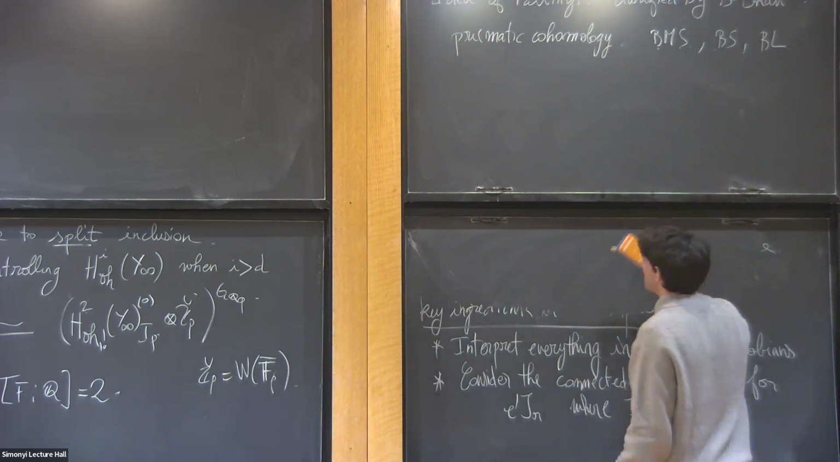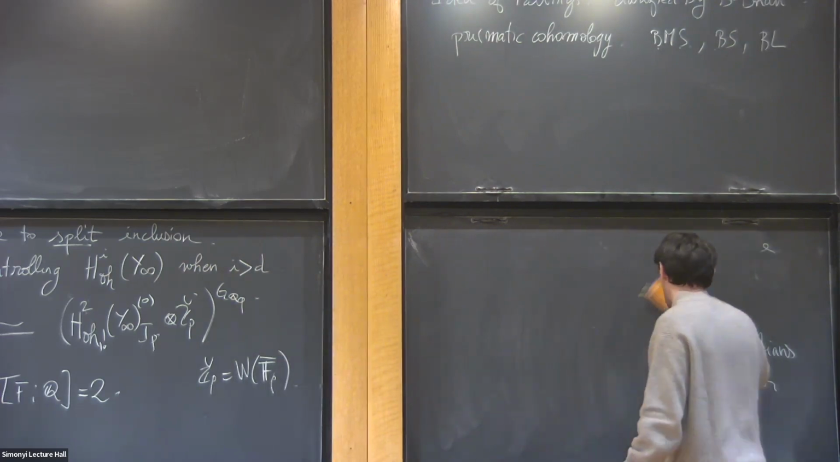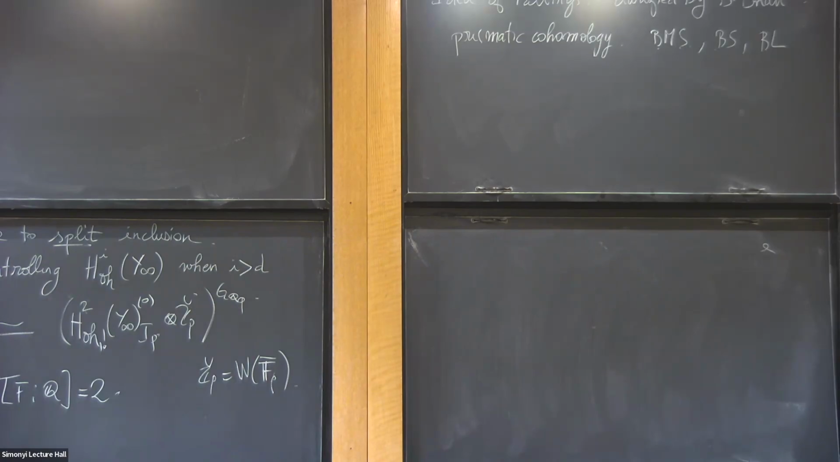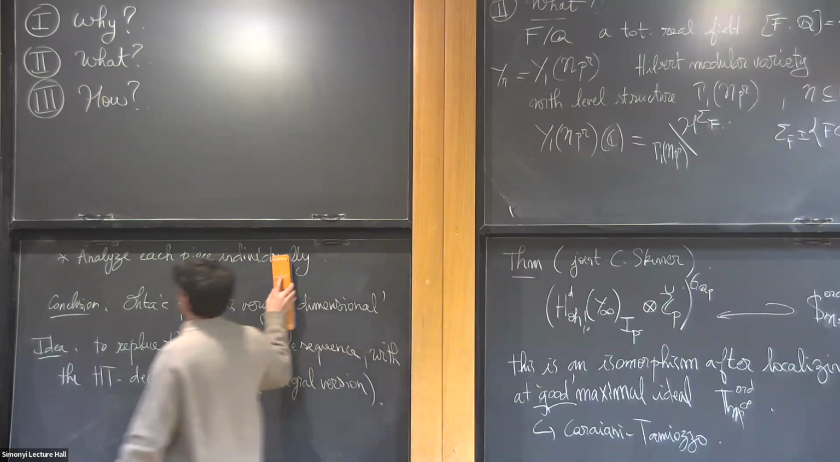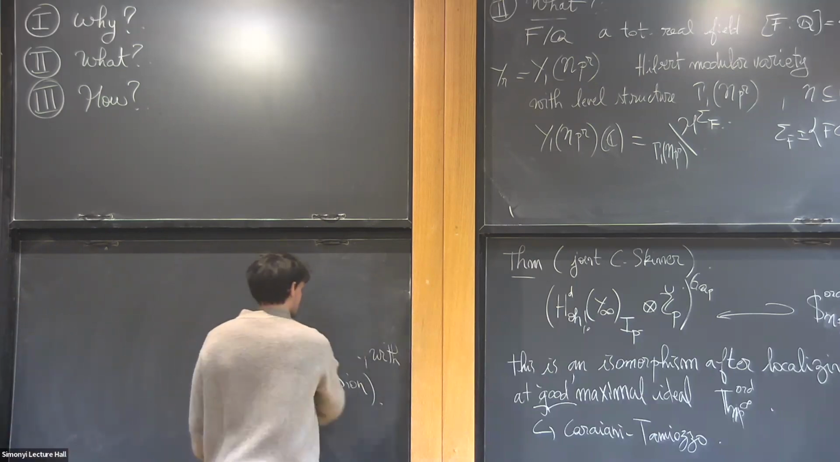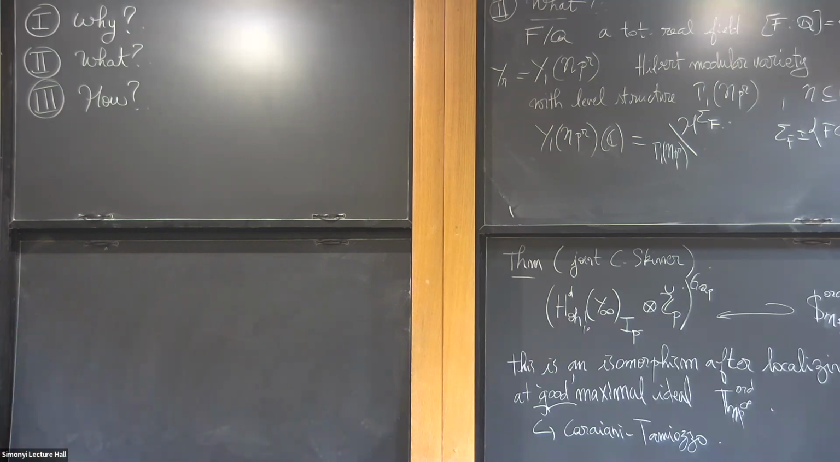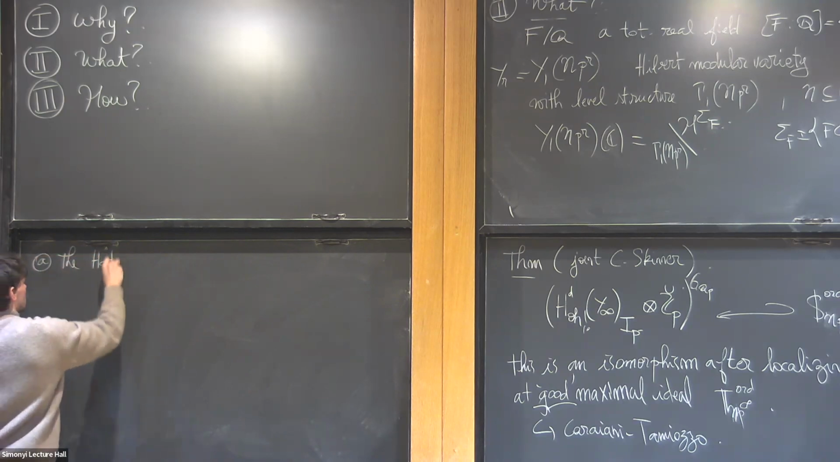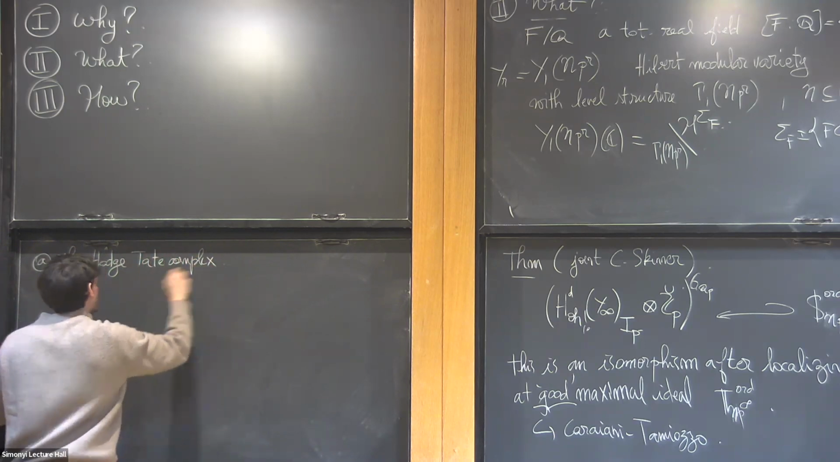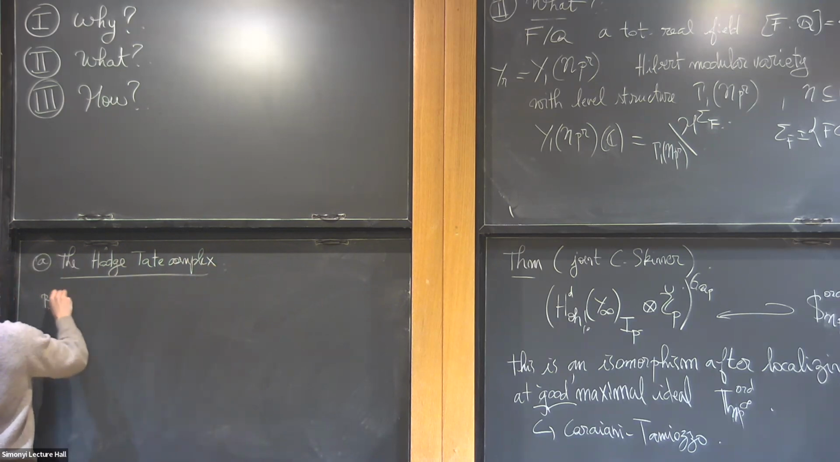Because the BMS paper title is exactly integral p-adic Hodge theory, and as I said when I was talking about this, this is exactly the idea: just replacing the etale connected sequence with the integral Hodge-Tate decomposition. This is about A_inf, the Hodge-Tate complex. So everything I will say here is in BMS.